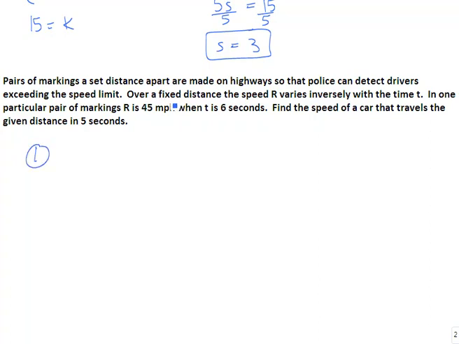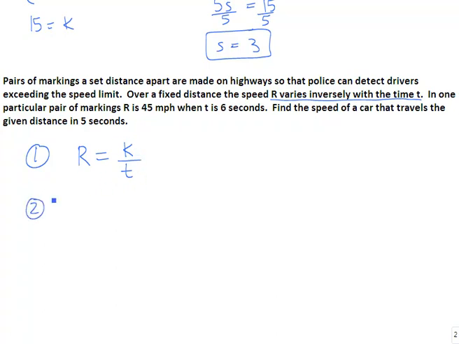So if you go to this middle sentence here, it tells us that r varies inversely with time t. So since r is listed first, that's on the left side of our equals. Since it's an inverse variation, we're going to have a fraction. The constant k is on top, and our second variable, which was t, is divided into that k. So here's our inverse variation.